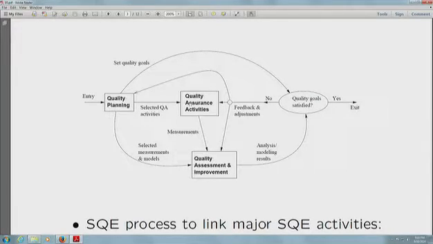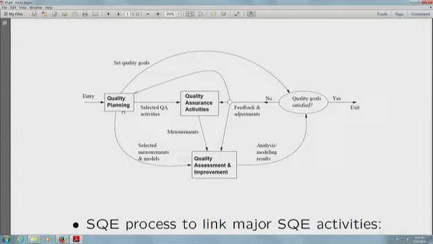So essentially we need to add 2 things to it. One is some kind of planning, some kind of quality planning. And another part is that while we are doing it, we need some monitoring and control. Those are the 2 new elements added to become this software quality engineering process. Put them together, and that's the software quality engineering process.